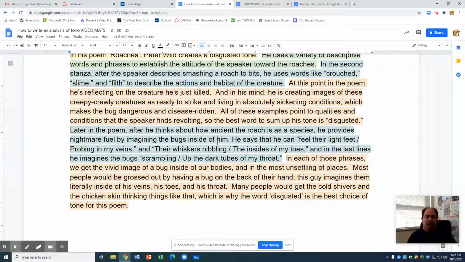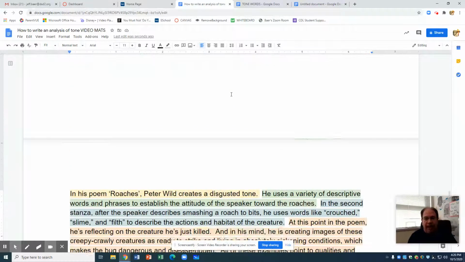All right. So our next piece of evidence is from the end of the poem. Notice I say later in the poem. There's my location, then my context. After he thinks about how ancient the roach is, he provides nightmare fuel by imagining the bugs inside of him. And then I provide the actual quotations. Okay? And I just stack them up, one on top of the other. Those 3 images that we have.